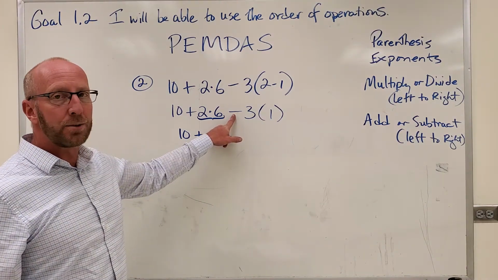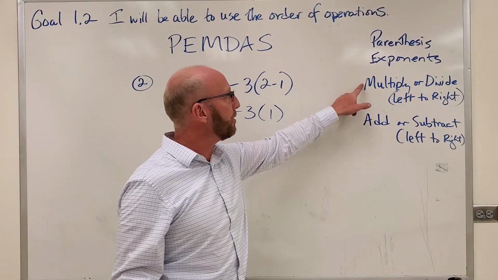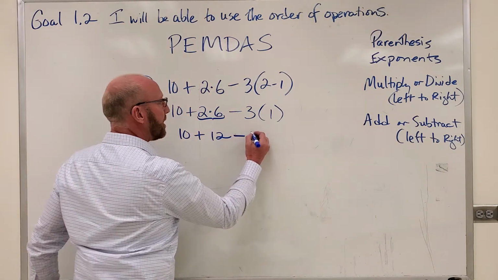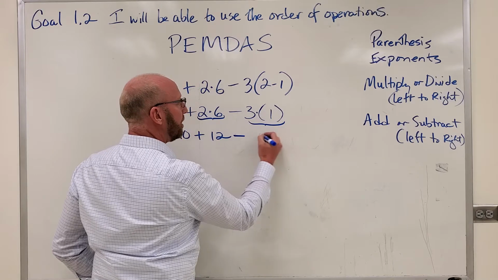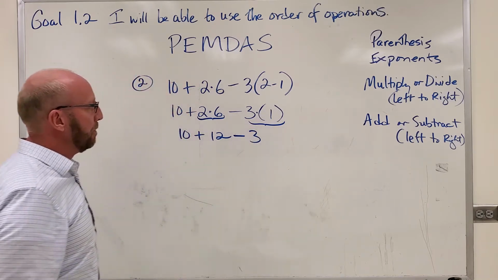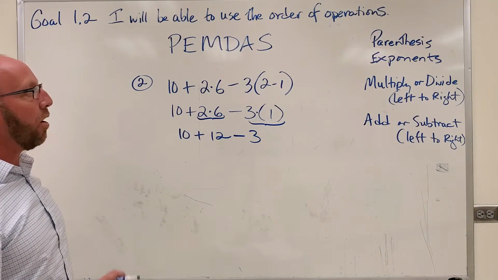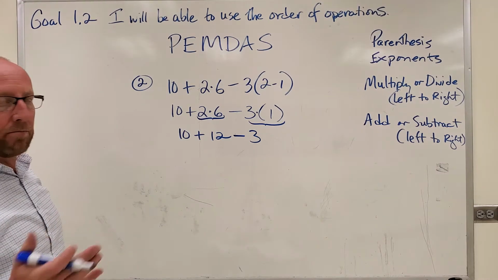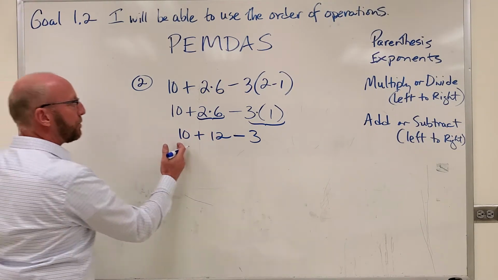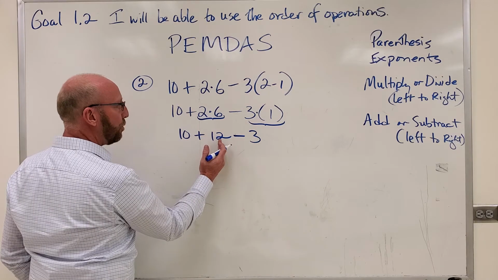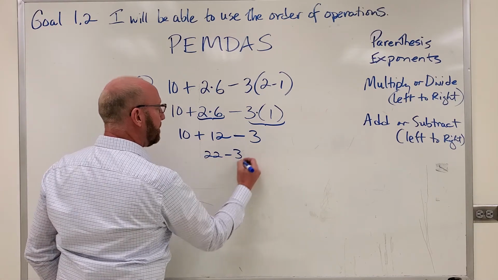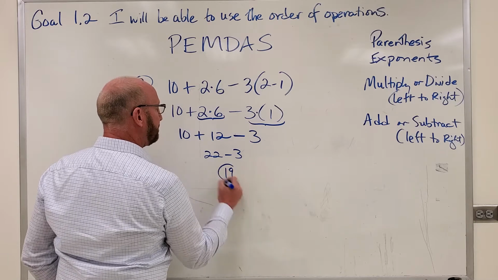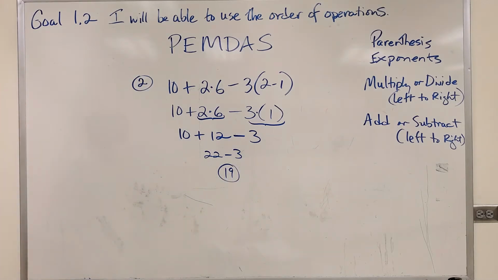Now I have a subtraction sign. I do not do subtraction yet. I'm on multiplying or dividing. So I put a minus sign. What is 3 times 1? 3 times 1 is 3. Now I've done all multiplying and all dividing, left to right. Now I'm going to add or subtract left to right. 10 plus 12 is 22. Take away 3 is 19. So my final answer is 19.